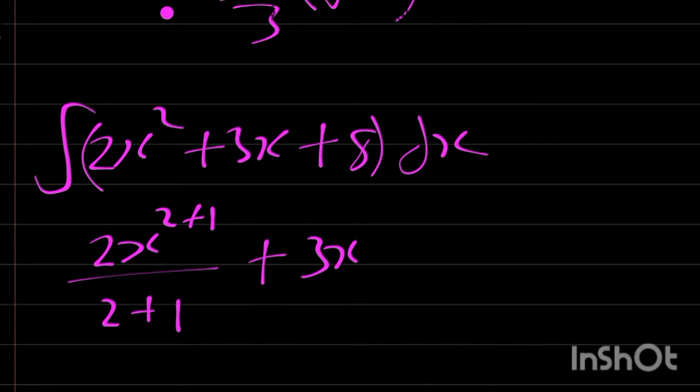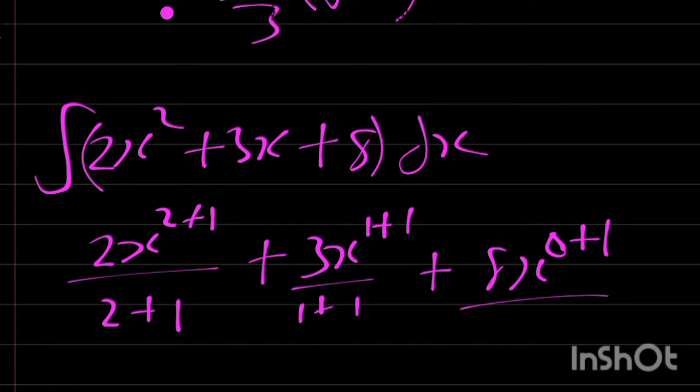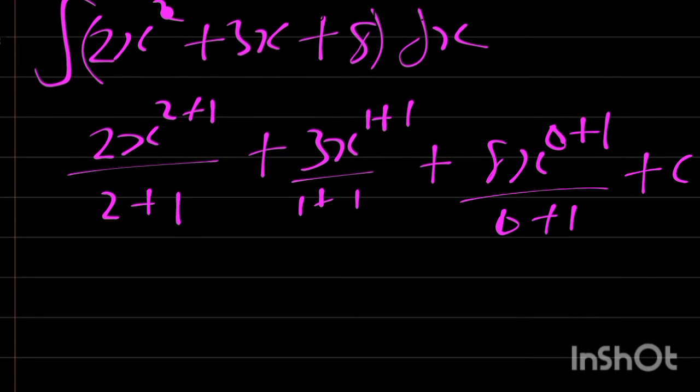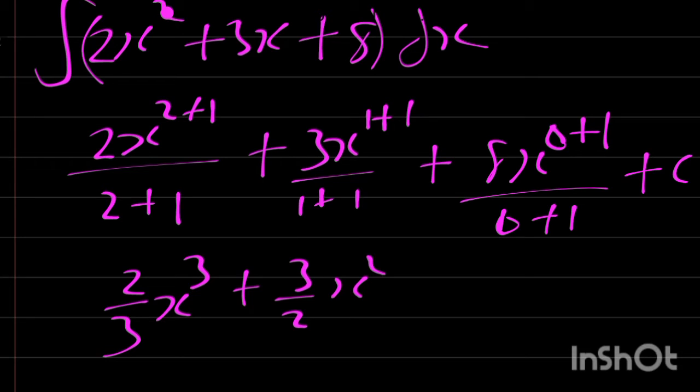3x, increase the power, that is 1 plus 1, over the new power. Then plus what? There's 8 there, at the back of 8 we have 8x raised to power 0. That is when we have just 8. There's x there. So increase the power by 1 over 0 plus 1. Then plus your C. Therefore, our final answer is going to be 2 over 3 x raised to power 3 plus 3 over 2 x raised to power 2, then plus 8x, then plus C.